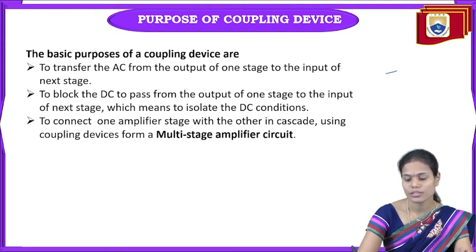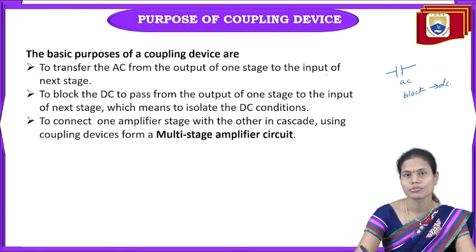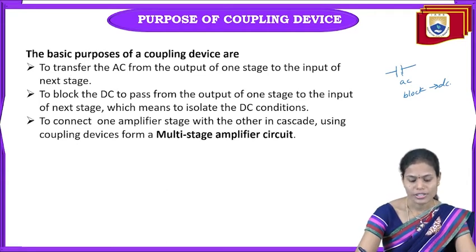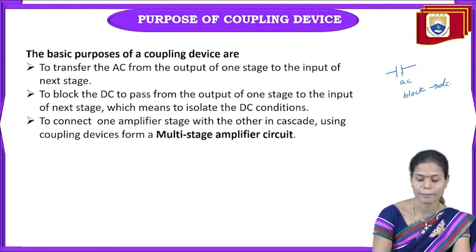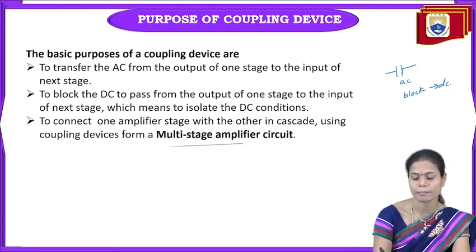So by using a capacitor, we can allow the AC signal and block the DC signal. So we can use capacitors as one of the coupling elements in the multi-stage amplifier. And in order to connect one stage with the other in cascading form, we can use the coupling device to make it the multi-stage amplifier.